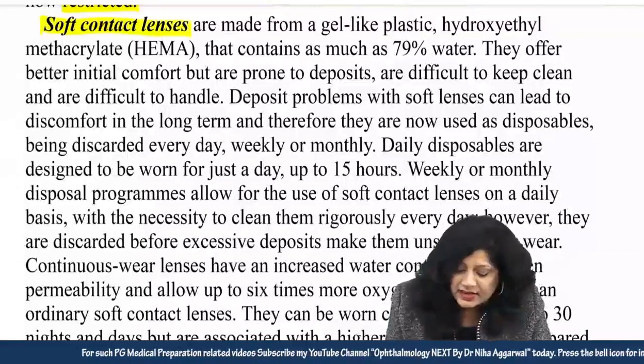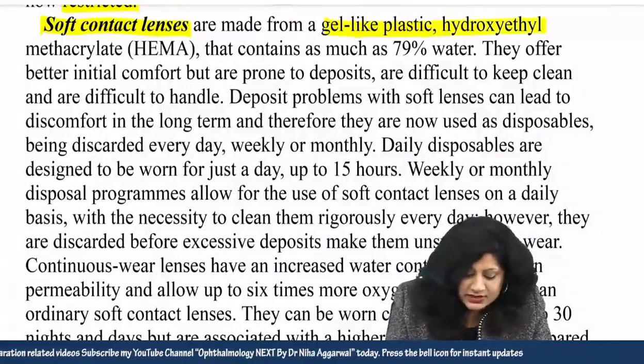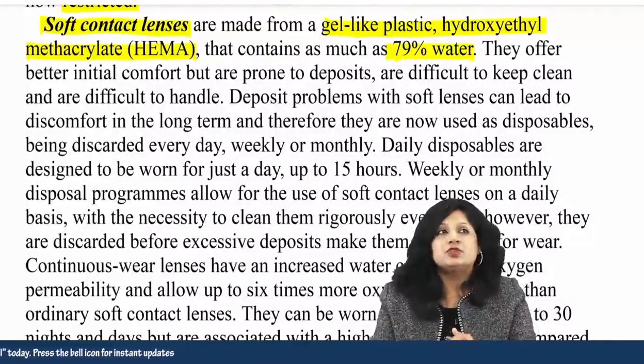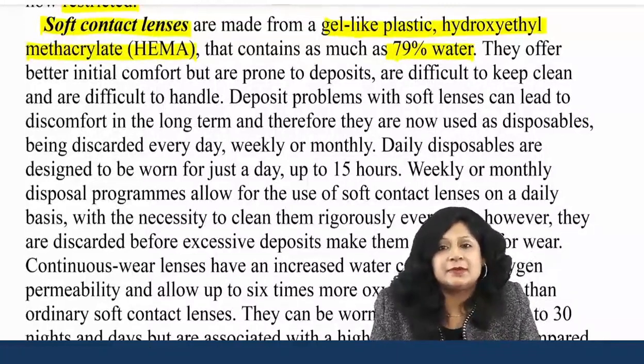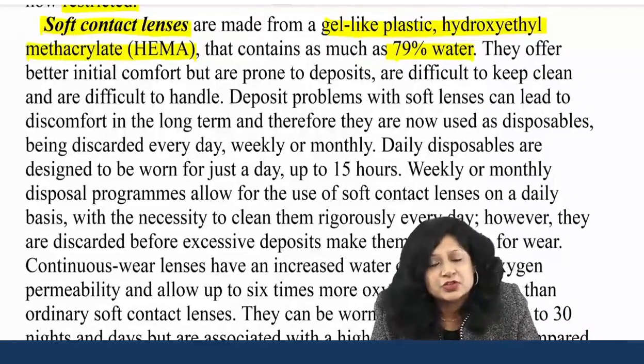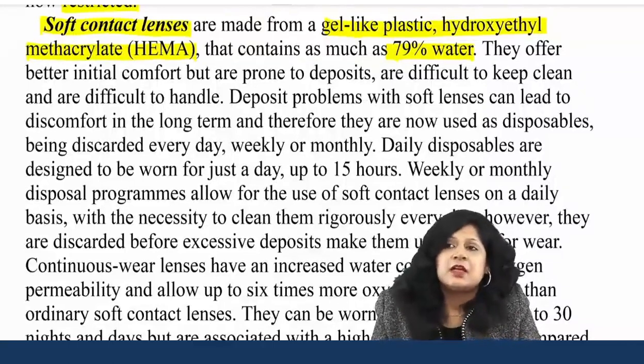They are made up of gel-like plastic hydroxyethyl methacrylate that contains 79% water. So 79, almost 80%. So 80% water is something. So you have got a lot of hydration. There is no problem in the tolerance. But again, infection is a problem.